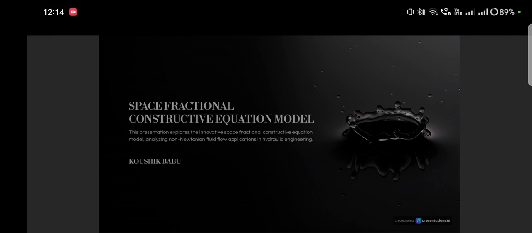Space fractional constructive equation model for non-Newtonian fluid flow.